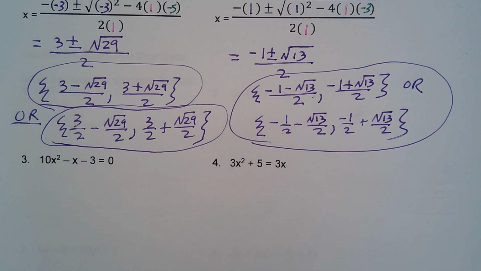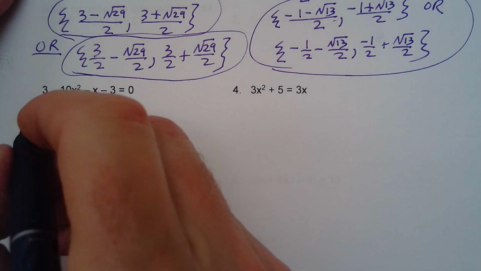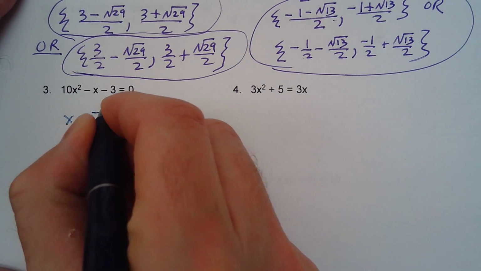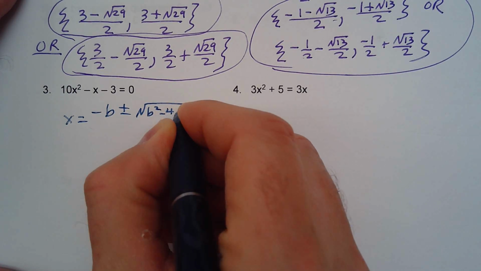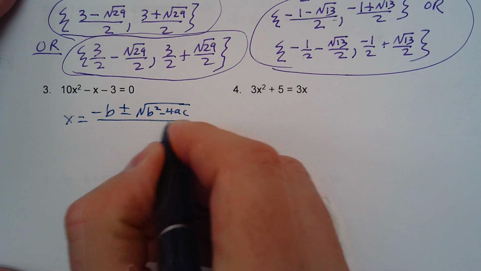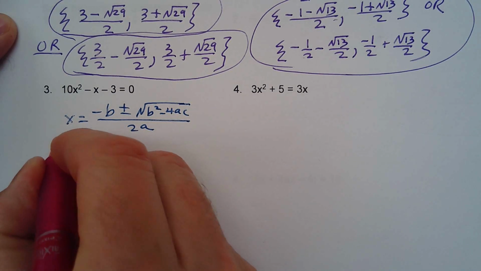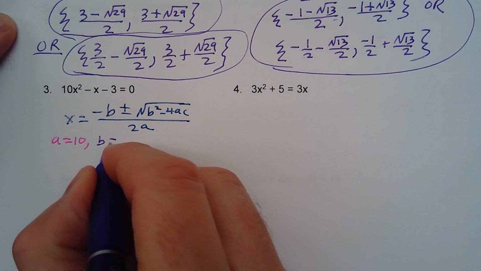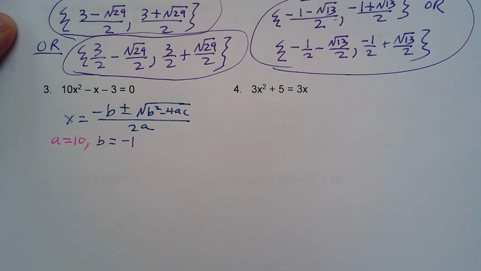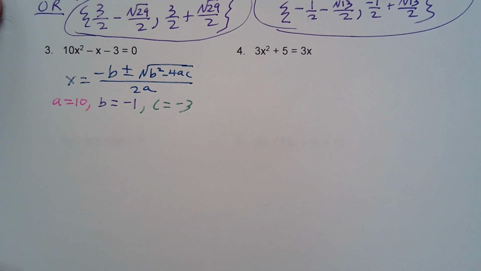All right, so let's go and move on. Let's take a look at number 3. So I want to be using the quadratic formula here, and I'm just going to recopy it down here. You will have the quadratic formula on your formula sheet, so you don't have to have it memorized. You just need to know how to use it. So if I'm looking at this, A here is 10. B is negative 1. C is negative 3. So I'm going to plug all those in.